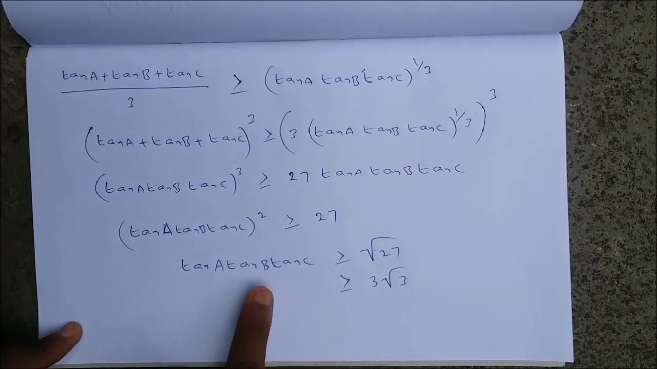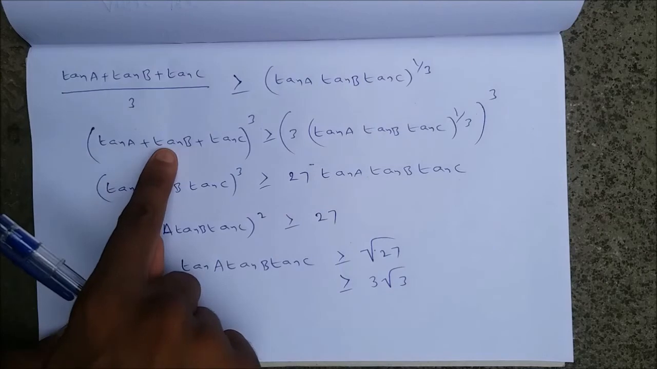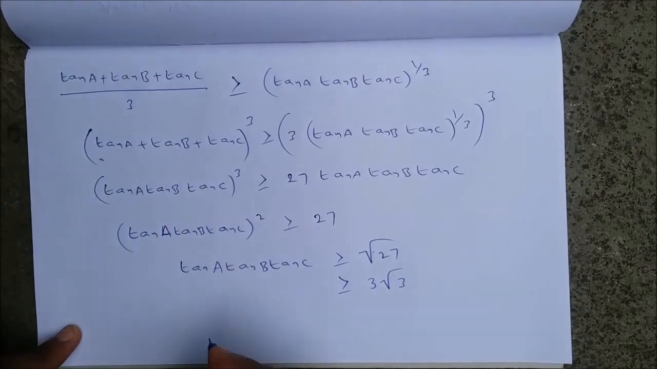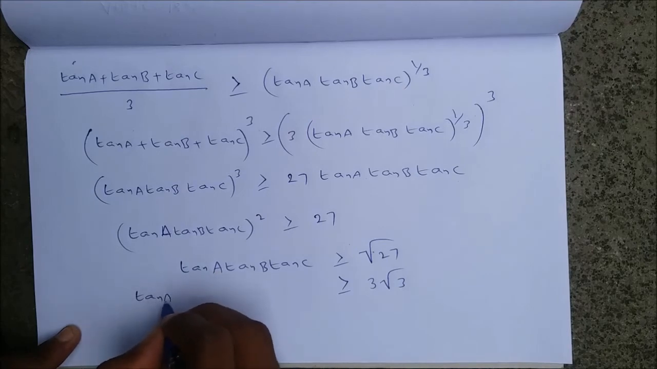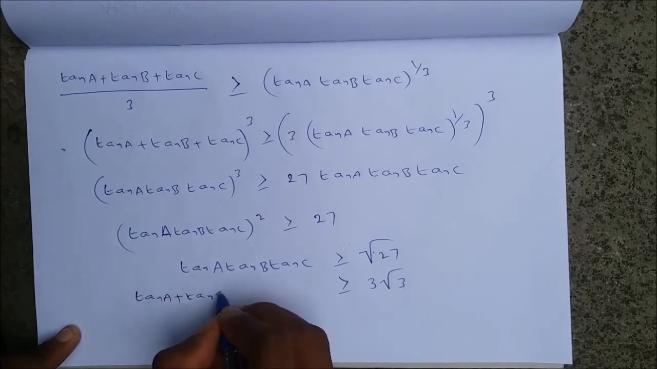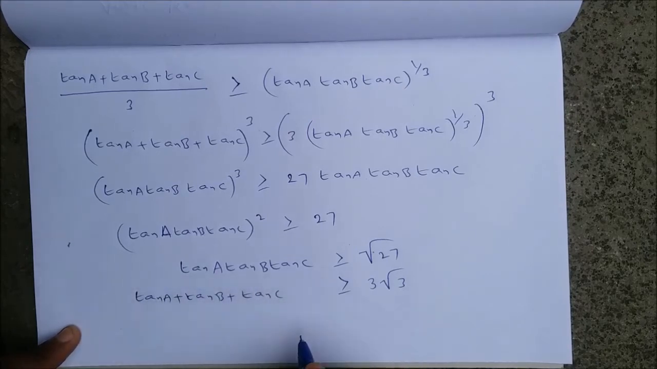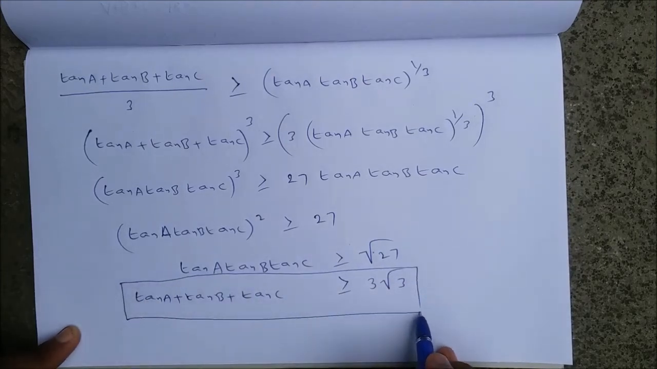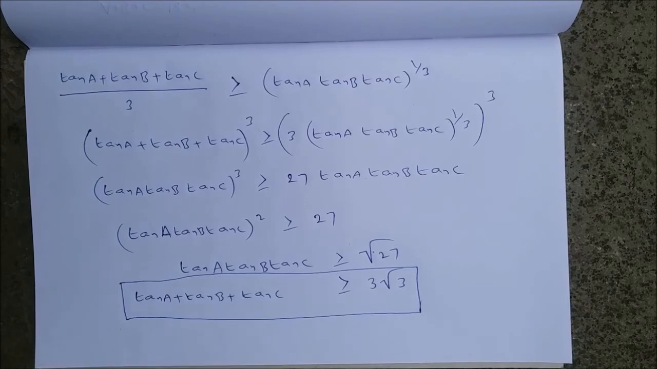Again, same as the previous, we know tan A plus tan B plus tan C is nothing but tan A, tan B, tan C. So in the place of tan A, tan B, tan C, again I will substitute tan A plus tan B plus tan C. This is the second value. So the value of tan A plus tan B plus tan C is greater than or equal to 3 root 3.